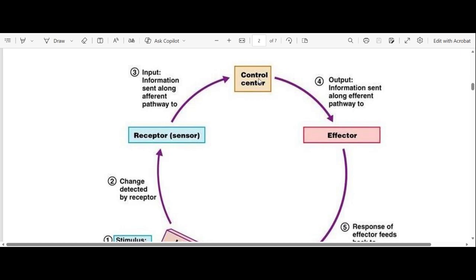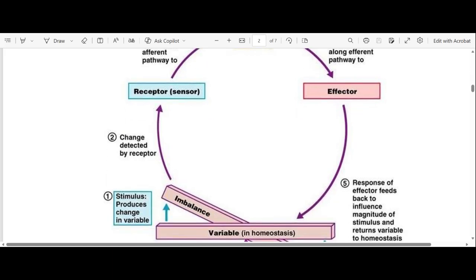And the control center, remember, responds by sending a message to the target organ, or you can say effector. Then the effector opposes the imbalance, right? Then the levels in the body, or the imbalance in your body, comes back to normal, right?